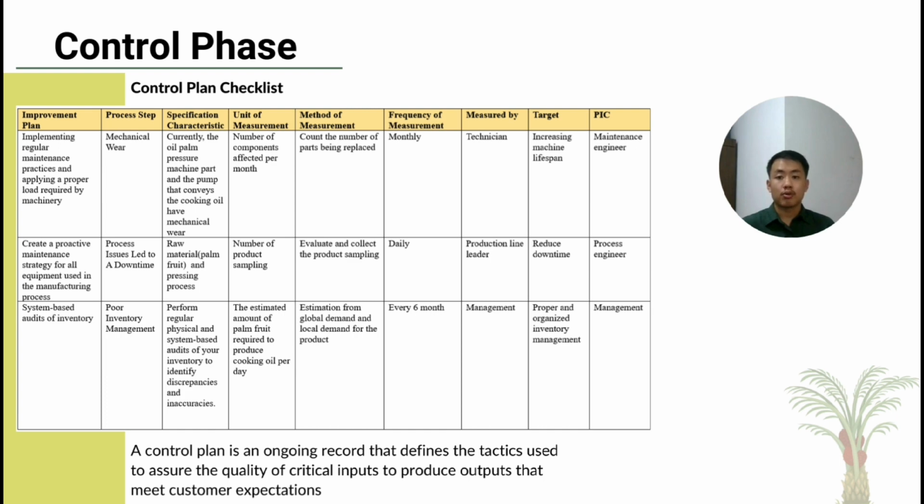Finally, the control phase. We are using a control plan checklist, and here is the example that has been established throughout this process. A control plan is an ongoing record that defines the tactics used to assure the quality of critical inputs to produce output that meets customer expectations. At the same time, it monitors improvement and ensures sustainability.